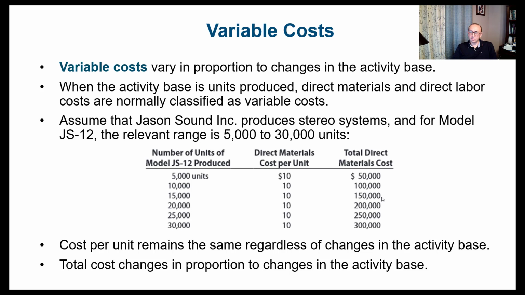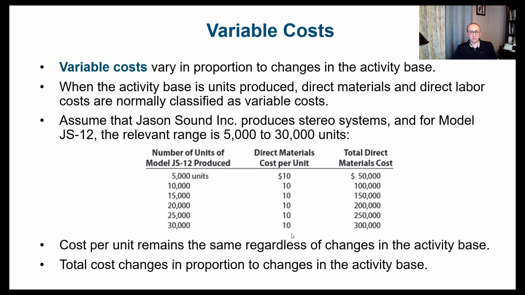Assume that Jason Sound Incorporated produces stereo systems, and for a specific model, which is JS12, the relevant range is between 5,000 to 30,000 units, and that's the range of production. In this table you can see the number of units of that particular model produced, ranging from 5,000 all the way to 30,000. You see here that the direct material cost per unit is $10.